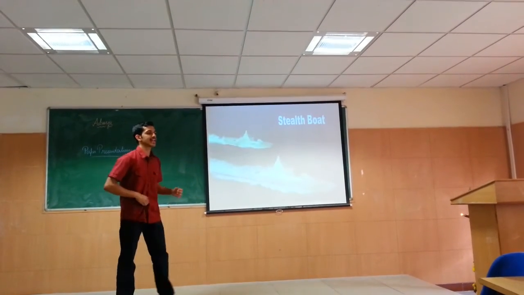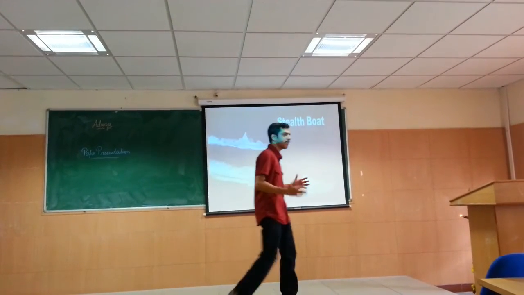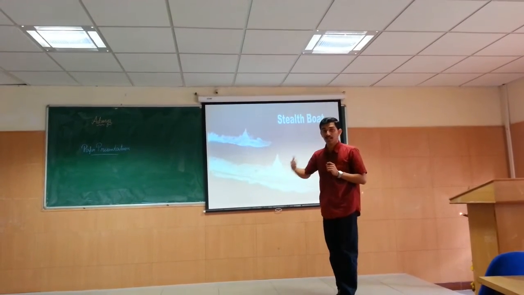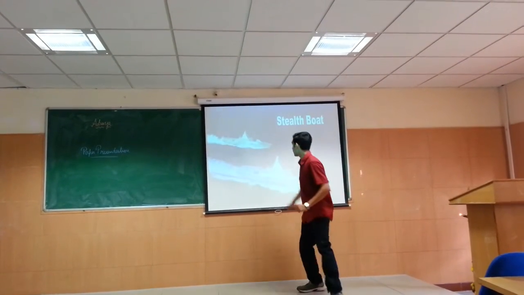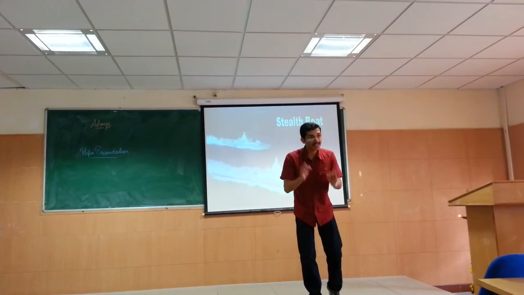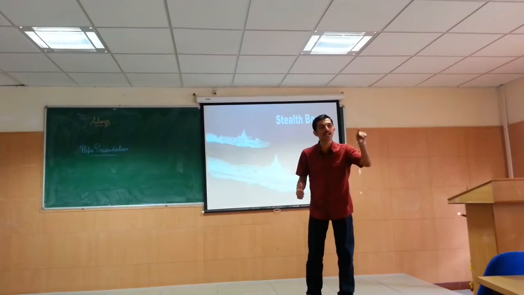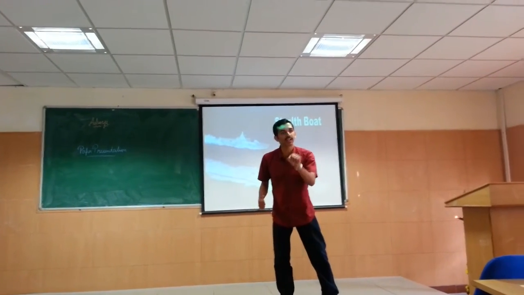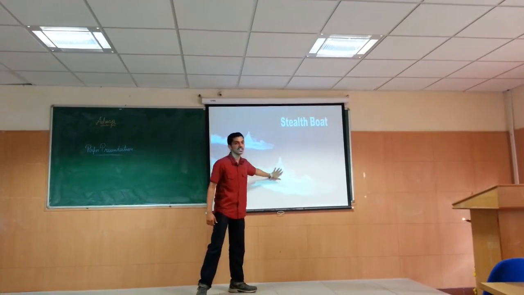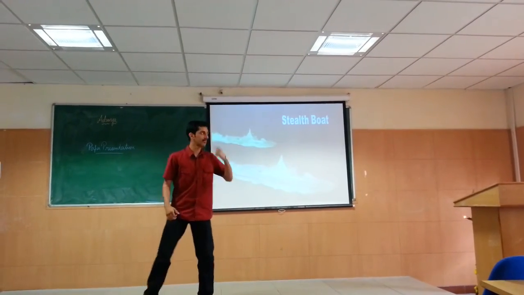Now, this is an example of a stealth boat. Its principle is different from a stealth aircraft. You can't make a boat invisible to radar, but you can make a boat this size appear as a tiny fishing boat. That is the main objective. You see it on the radar screen, a military ship appears as a tiny boat. So that is the advantage of using radar cross-section reduction techniques in ships.